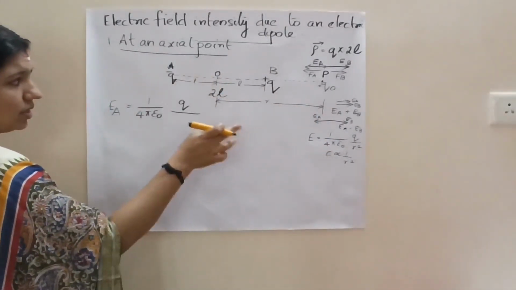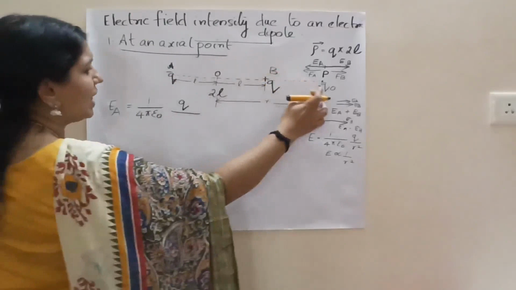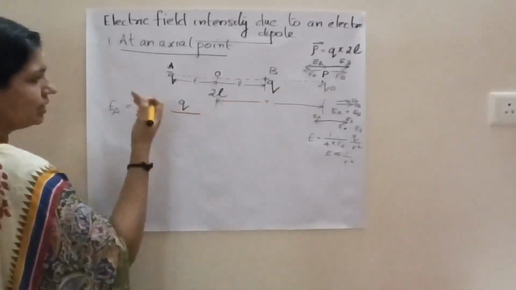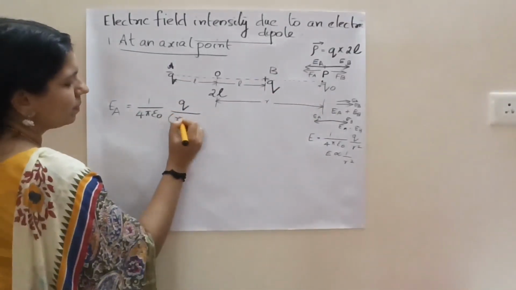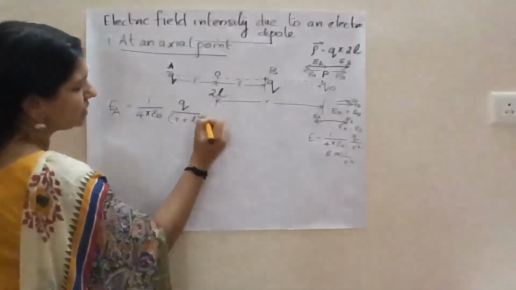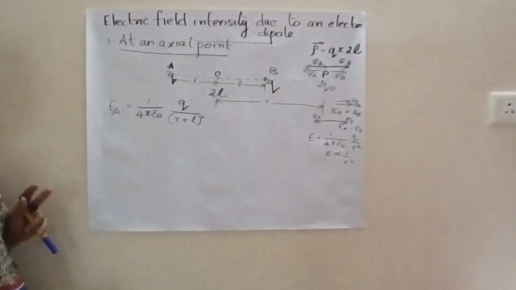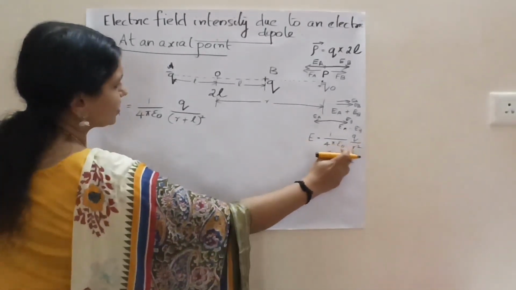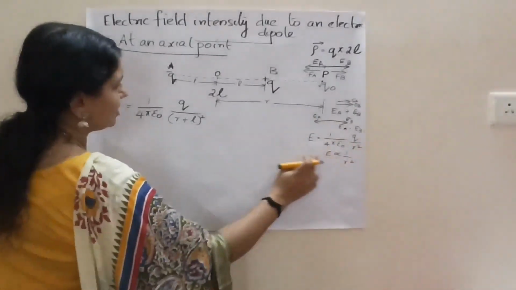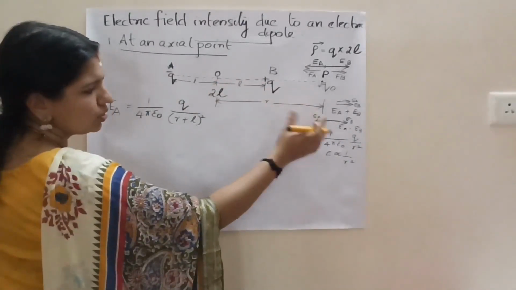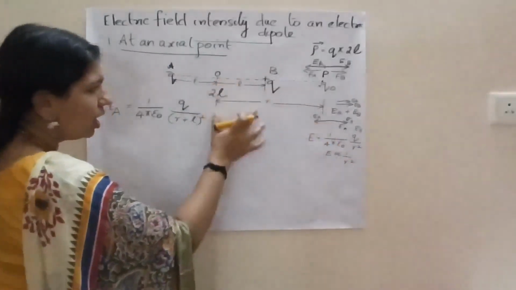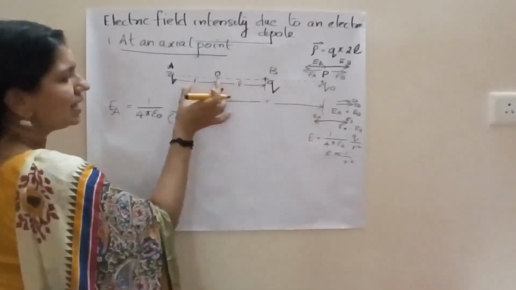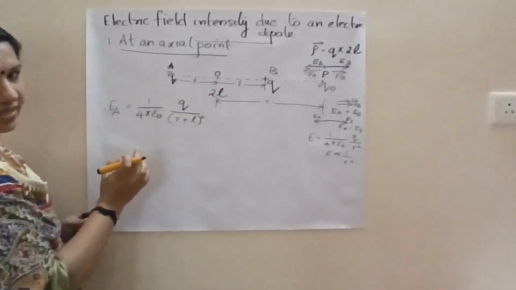I have to find for minus Q to plus Q naught. So what is the distance? R plus L the whole square. Actually the general equation is R square, the distance between these two charges. Here my distance is R plus L. So R plus L the whole square.